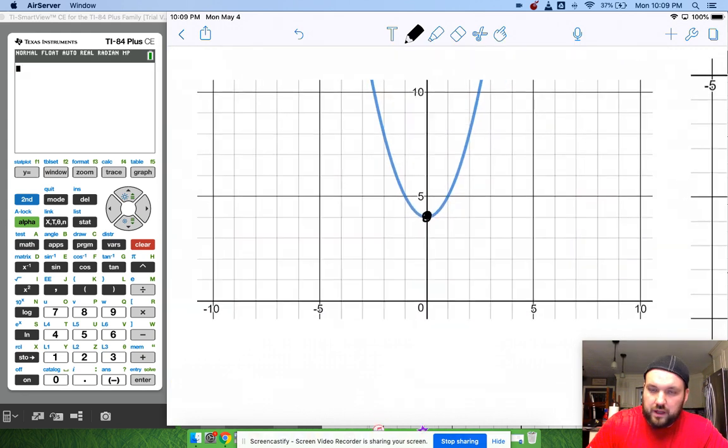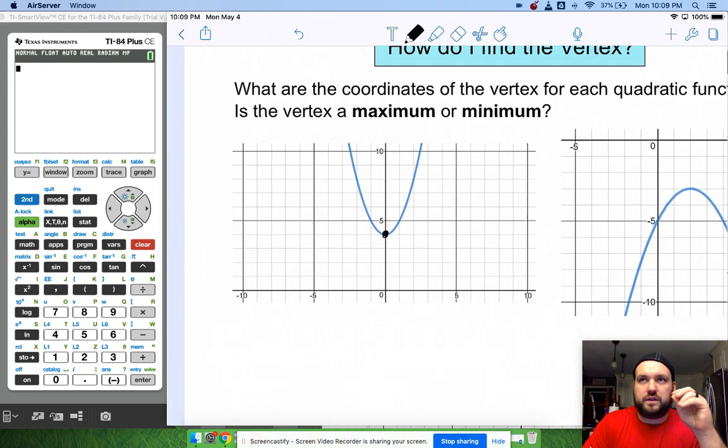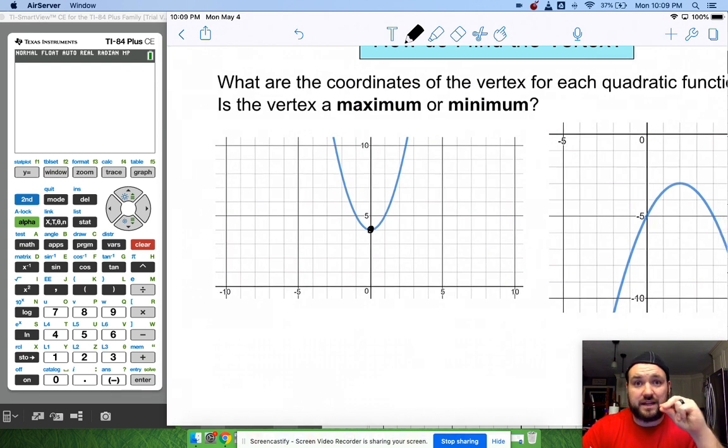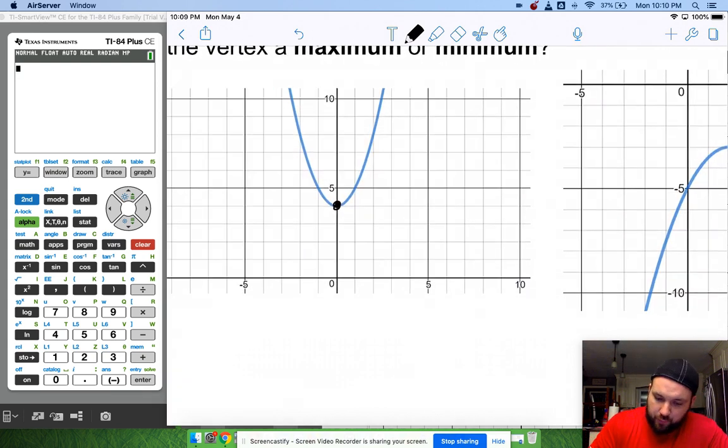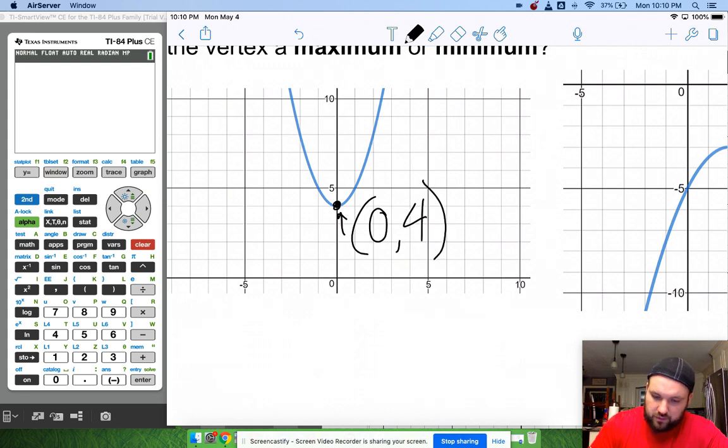And if I look, the vertex is a very specific spot on the graph. So we're going to write it out as coordinates. So that point right there, that vertex, if this is 0, 0 in the bottom middle of the graph, that vertex is at 0, 4.